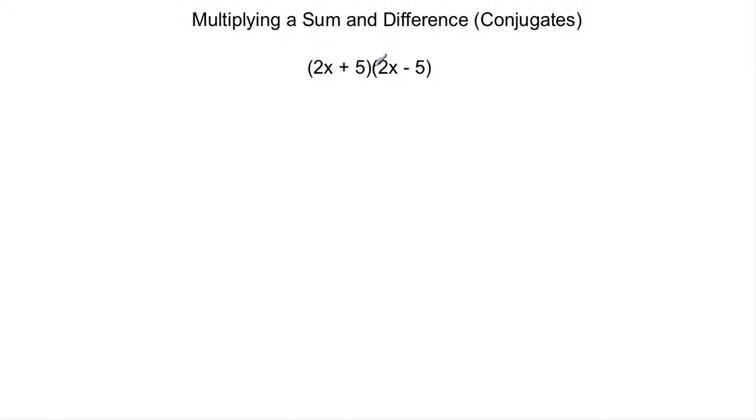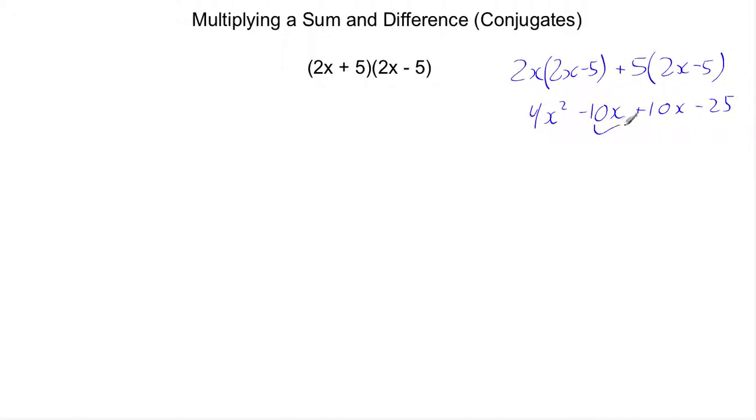The next one is when we multiply what looks to be the same binomial. The only difference is we're adding and subtracting. We call these two binomials conjugates, but that's not real important here. So when we multiply these together, again, let's do this the old-fashioned way. So I get 2x times 2x minus 5 plus 5 times 2x minus 5. So if I distribute this in, I get 4x squared minus 10x plus 10x minus 25.